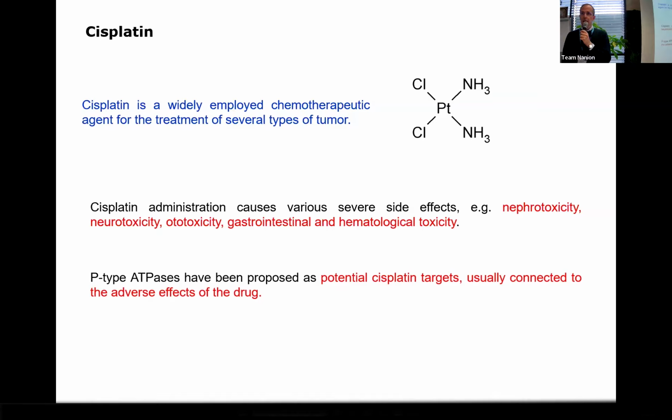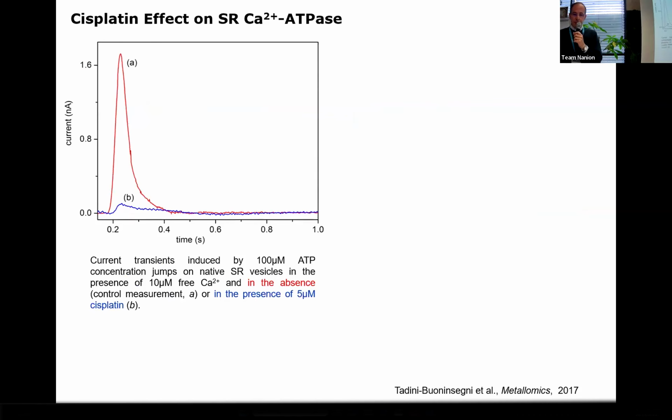For example, the cisplatin inhibition of the sodium-potassium ATPase transport activity has been related to the nephrotoxic effect of the drug. And therefore, we are interested in investigating the cisplatin effect on the pumping activity of the Ca2+ ATPase. We therefore performed ATP concentration jumps on native SR vesicles in the absence of cisplatin, the red line, and in the presence of 5 micromolar cisplatin.